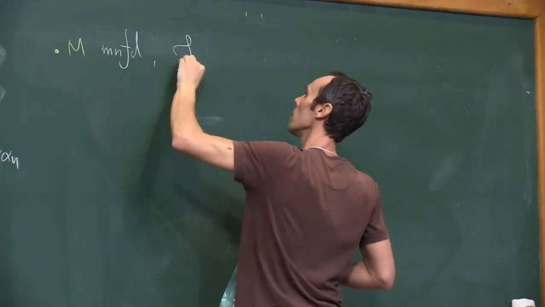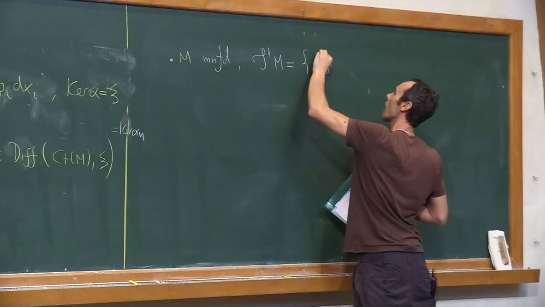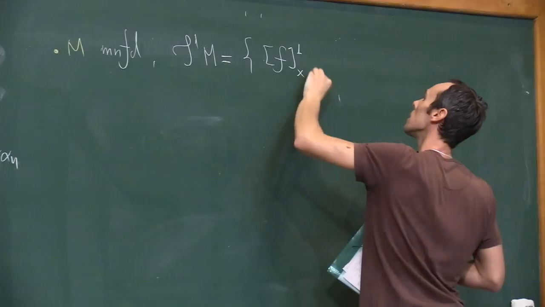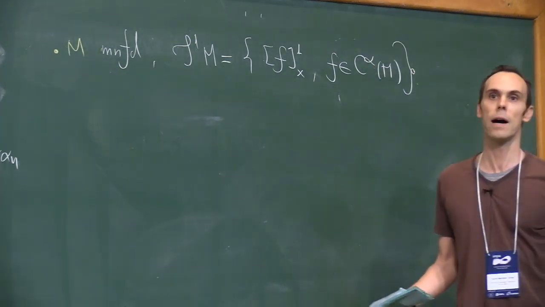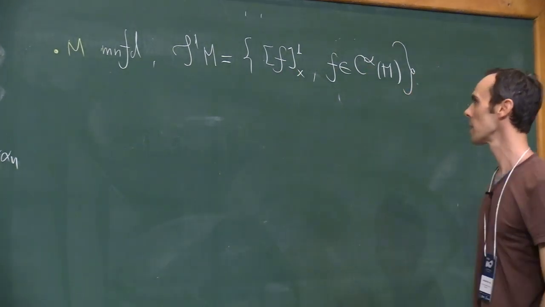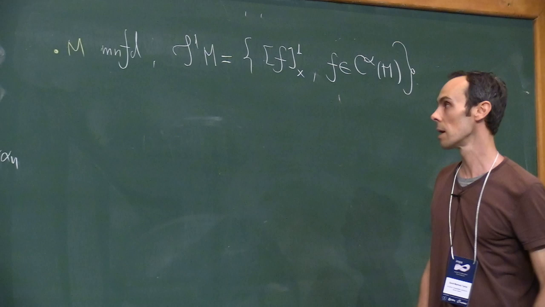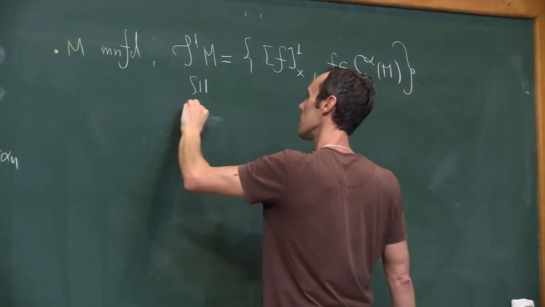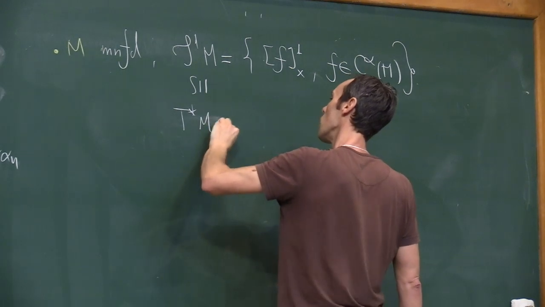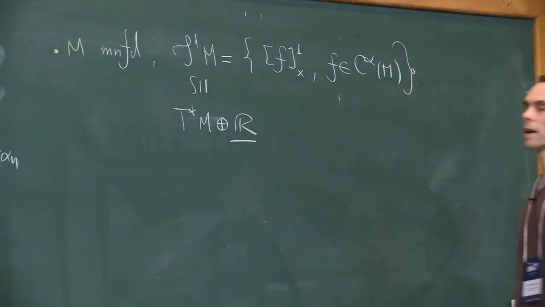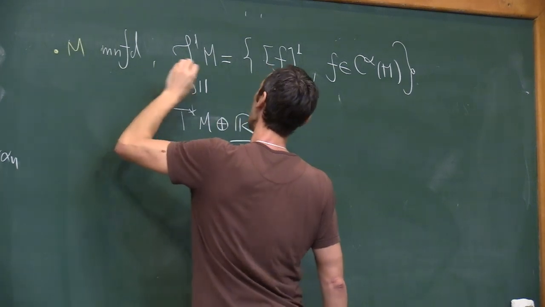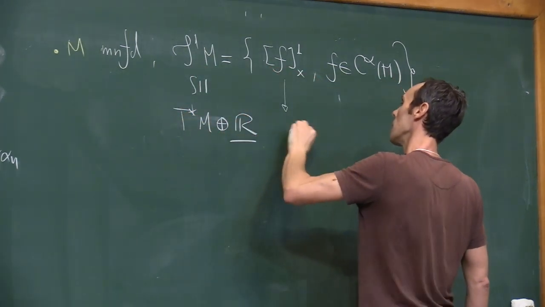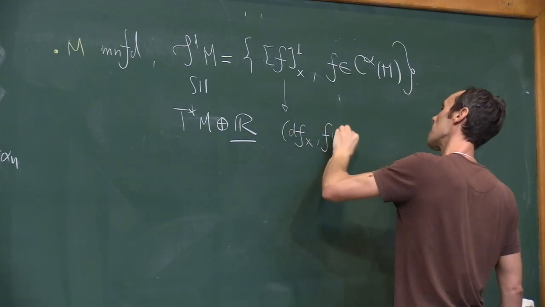So given a manifold, you can look at the one jets of functions on the manifold. So the manifold of one jets is basically, you look at the equivalence classes of functions where at each point you look at the expansion up to order one of the function. Now, topologically, there's a natural identification of the manifold of one jets with the cotangent bundle plus the trivialized line bundle. So essentially what you do is, given this class here, you assign d of f of x and f of x.